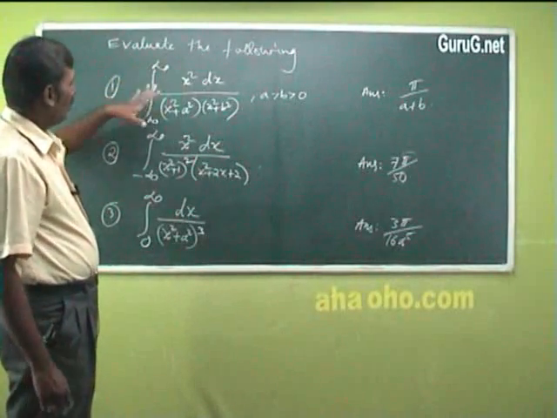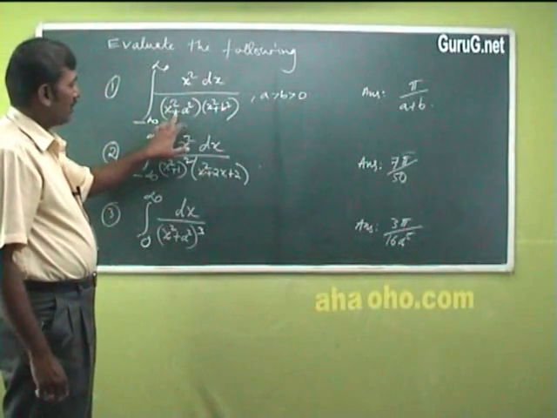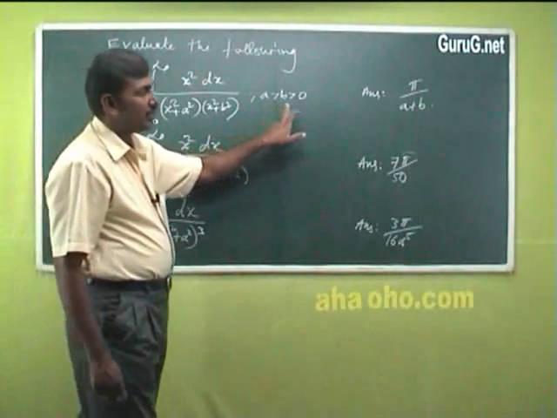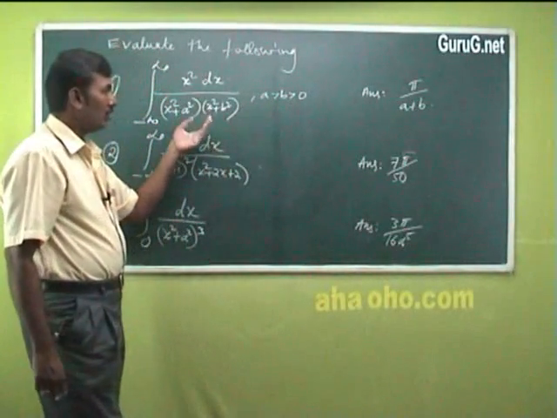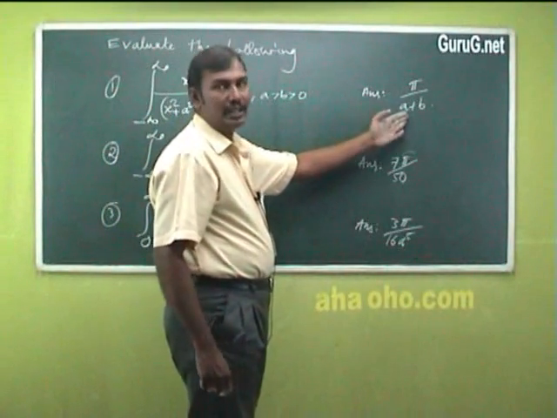So evaluate the following integrals. Integral minus infinity to infinity x squared dx by x squared plus a squared into x squared plus b squared where a greater than b greater than c. Now we have seen the particular case, so here the general case is given. So its answer is 5 by a plus b.